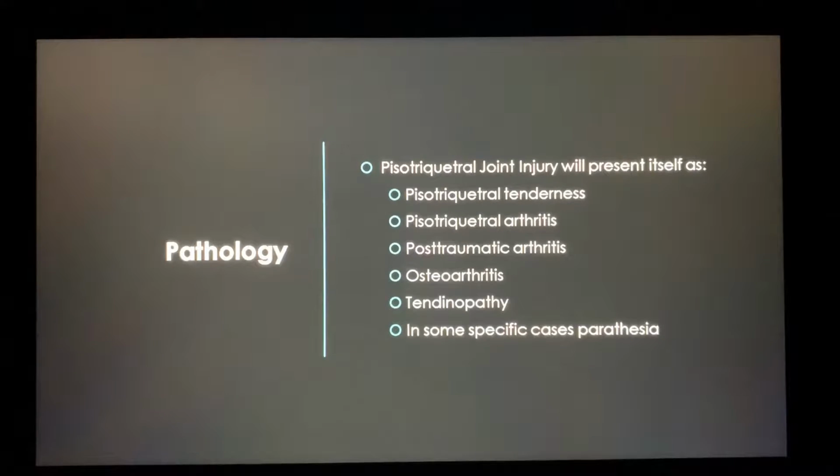Pathology. Pisotriquetral joint injury will present itself as PT tenderness, PT arthritis, post-traumatic arthritis, osteoarthritis, tendinopathy, and in some specific cases, paresthesia.